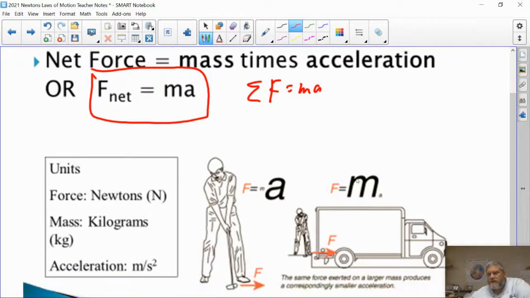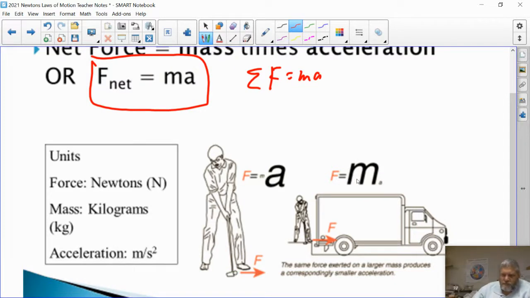So here are our units. The unit for force is newtons, the unit for mass is kilograms, and the unit for acceleration is, of course, meters per second squared. And this is just kind of a demonstration. If I'm applying a force to a golf ball that has a really small mass, the acceleration is going to be quite large. But if I try to do the same thing to a truck, since the mass is really big, the acceleration is going to be really small.